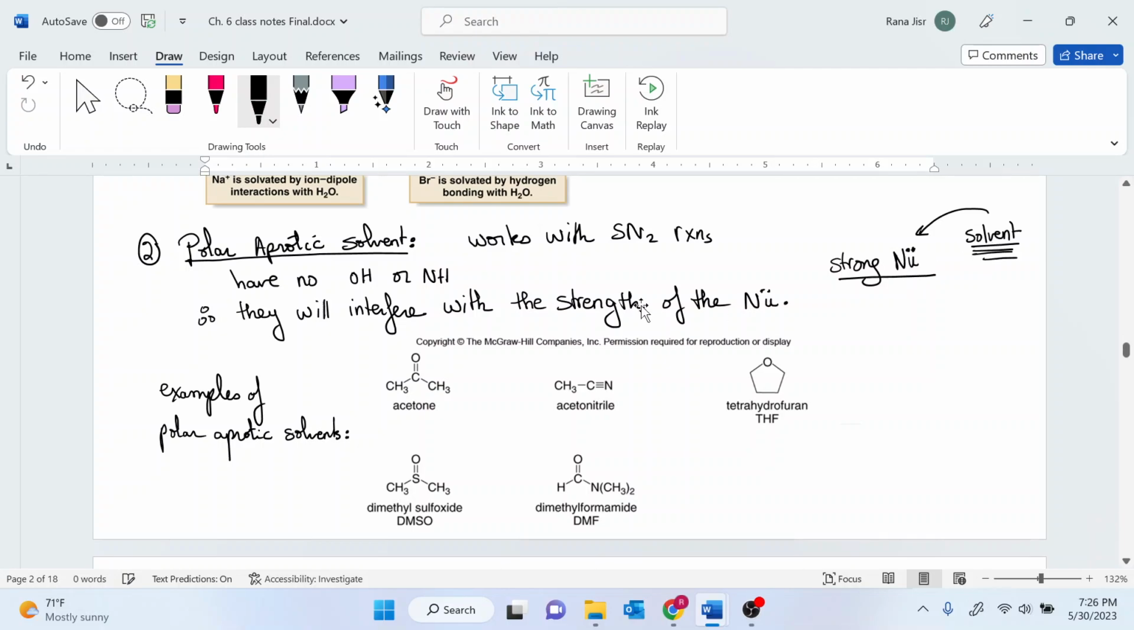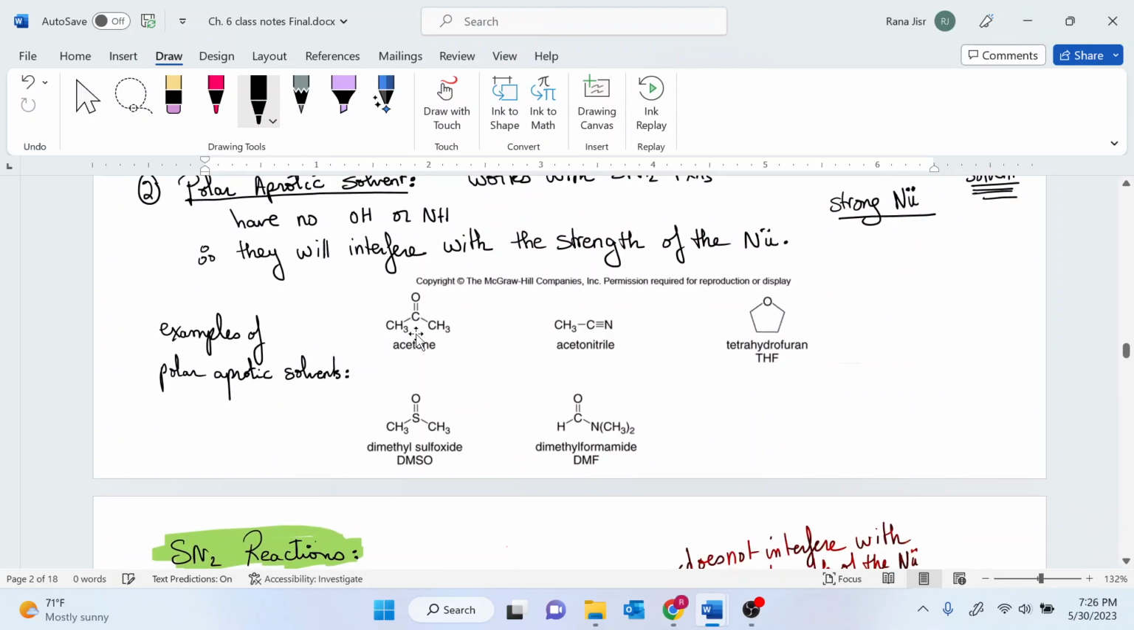The best solvents are these solvents that have no OHs or NHs in there. So there will be no hydrogen bonding. There will be no type of interaction in there. So this is why polar aprotic solvents, these are excellent solvents for SN2 reaction. The examples for polar aprotic solvents are either acetone, acetonitrile.